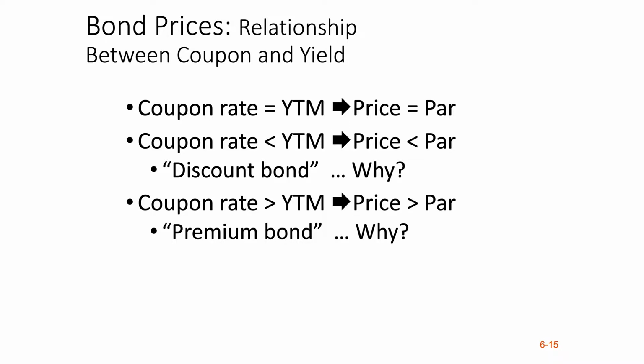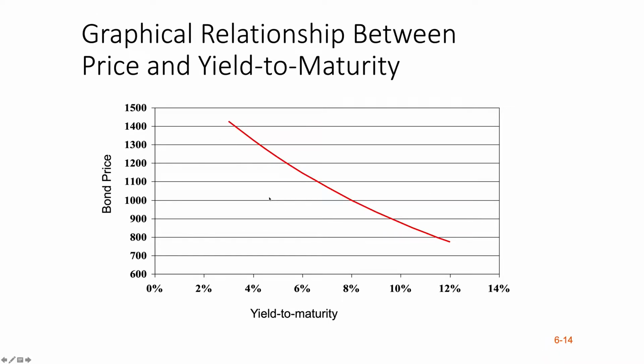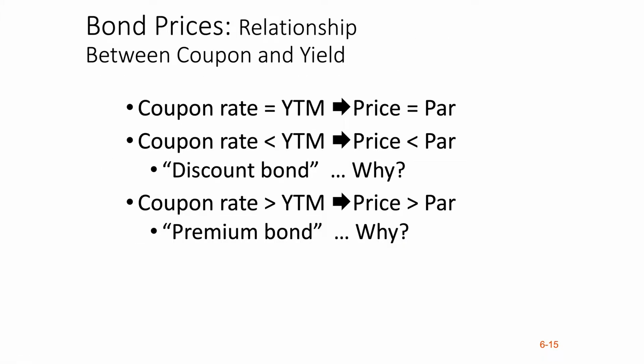On the other hand, if the yield to maturity, which is the current rate, is below the coupon rate, in other words, after issuing the bond the market interest rate goes down, in that case this is a good investment because the coupon rate is higher than the market rate. Therefore, you pay a premium price. The price is more than $1,000. That's the whole relationship between the coupon rate and yield to maturity. Right?